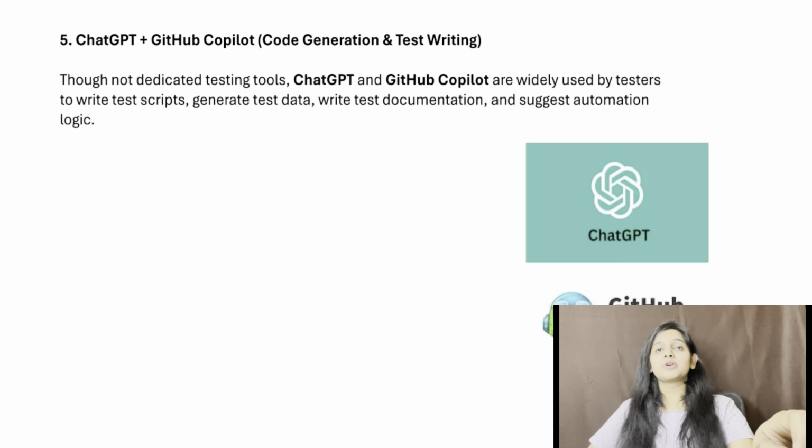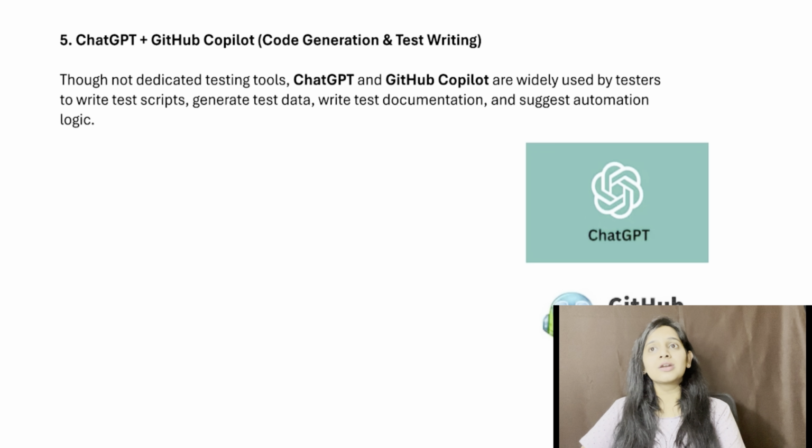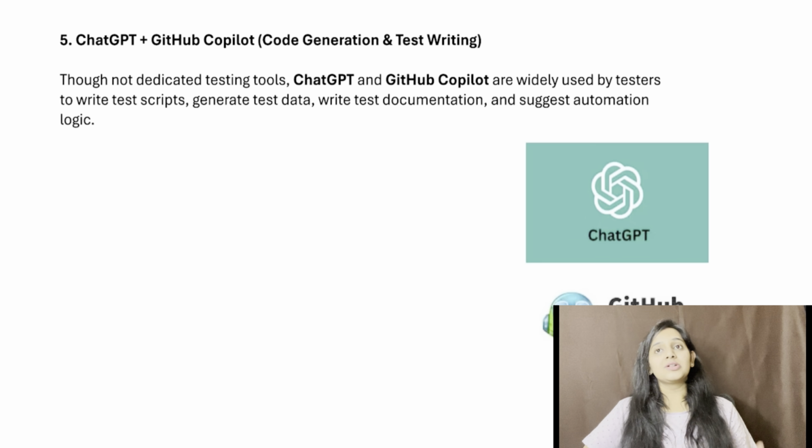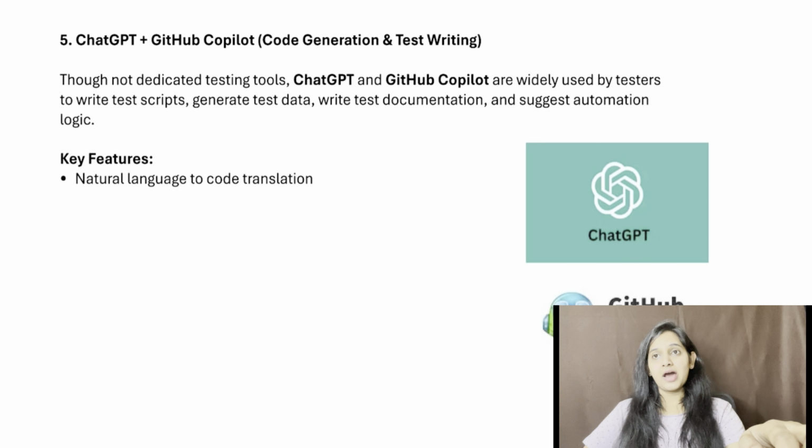For all these purposes, GitHub Copilot is also one AI tool which is booming in the market right now, and a lot of people have already started using it. You must give it a try and learn about it, like how it works. Some of the key features are natural language to code translation. You will give an English-like statement, and it will convert it into code, whichever language you want.